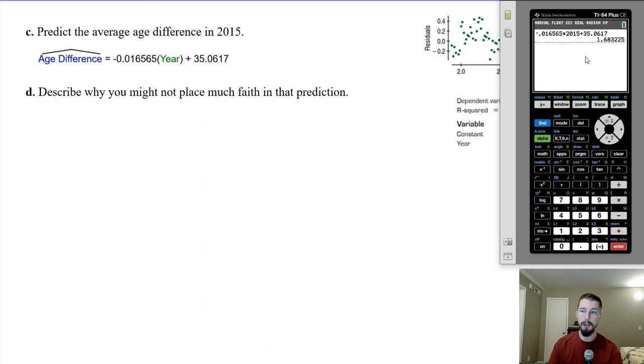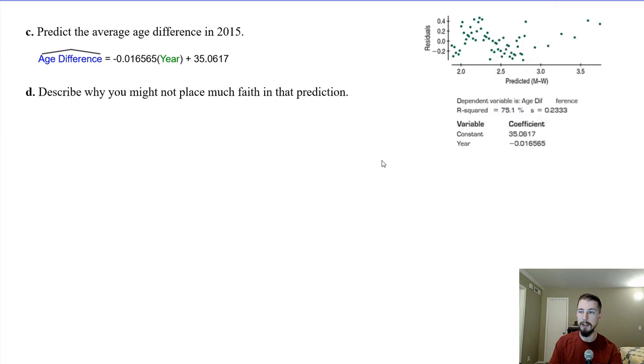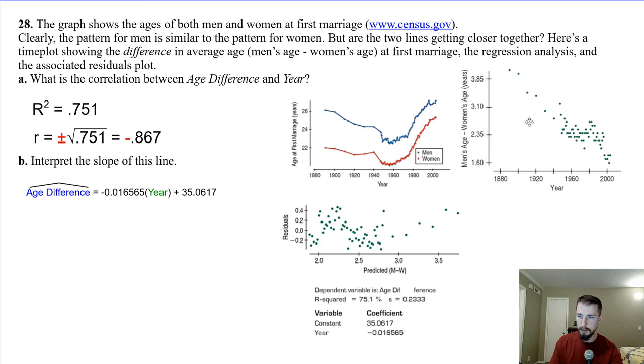So the predicted age difference that we're going to expect is going to be 1.68, which, if we look, let me go back here, 1.67687. Yeah, so that's going to be about right here. It looks like our model is going to go to about that point, which looks about right. So we know we did it right.